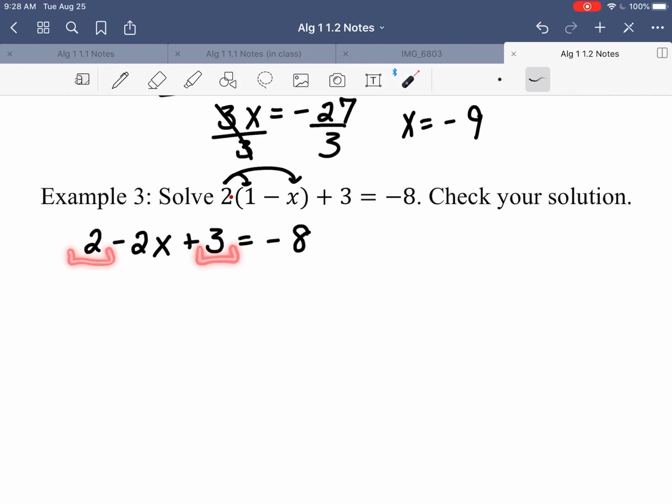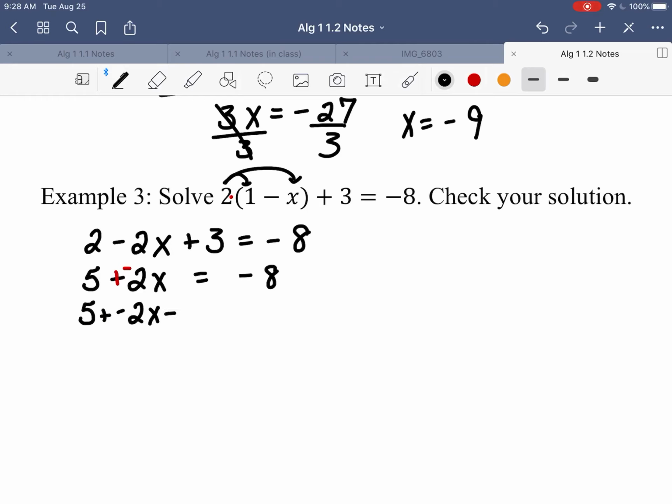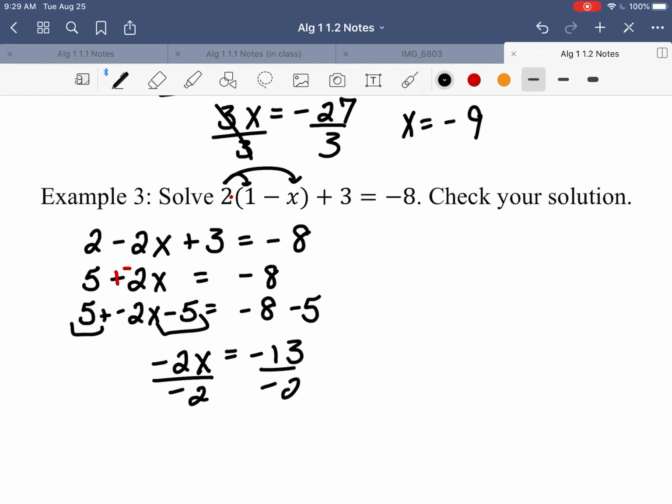Now on this side I can simplify. Both of these are whole numbers, so I'm going to put them together. 2 plus 3 is 5 minus 2x equals negative 8. Now be careful, this negative is actually attached onto the 2, so I'm going to write that as plus a negative 2. So here I have a positive 5, so I would subtract 5 from both sides. Okay, so this positive 5 and this negative 5 are going to add to 0, so I have negative 2x equals negative 13. Divide both sides by negative 2.